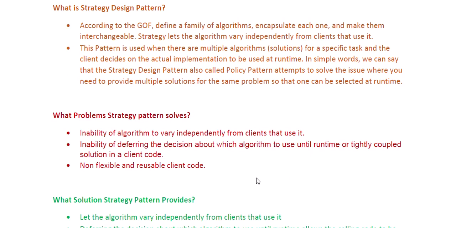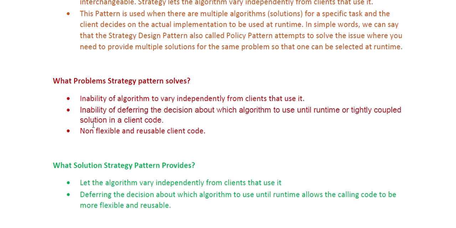So what problems does the strategy design pattern solve? The inability of an algorithm to vary independently from the clients that use it. Most of the time we encounter this problem where it's not possible to vary the algorithm independently from the client code that makes use of it. Then, the inability of deferring the decision about which algorithm to use until runtime, or a tightly coupled solution in the client code. We don't have a mechanism to defer the decision of picking an algorithm until runtime.